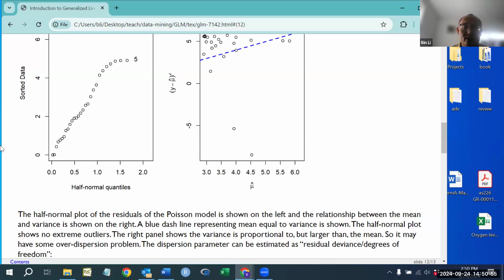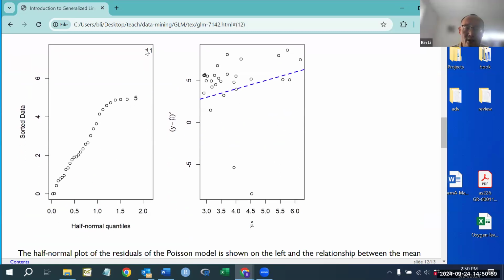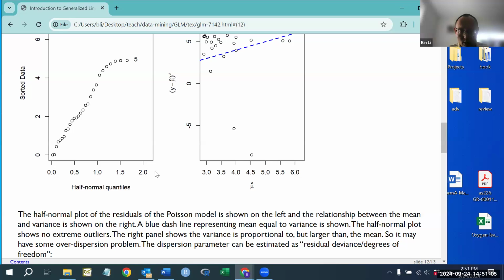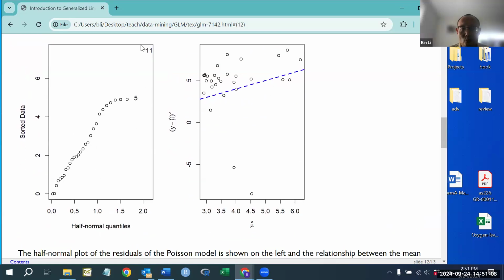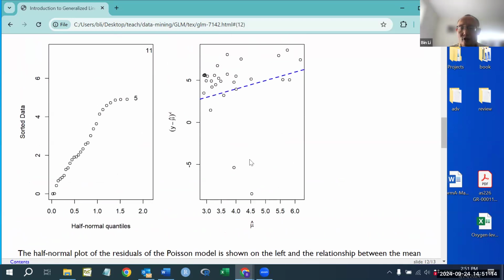So we do see some outliers like this one, but it's okay to just see 1 or 2. So here we basically just see 1 potential outlier here, and this one is showing the mean and variance. Remember, for the Poisson regression, mean and variance should be the same.